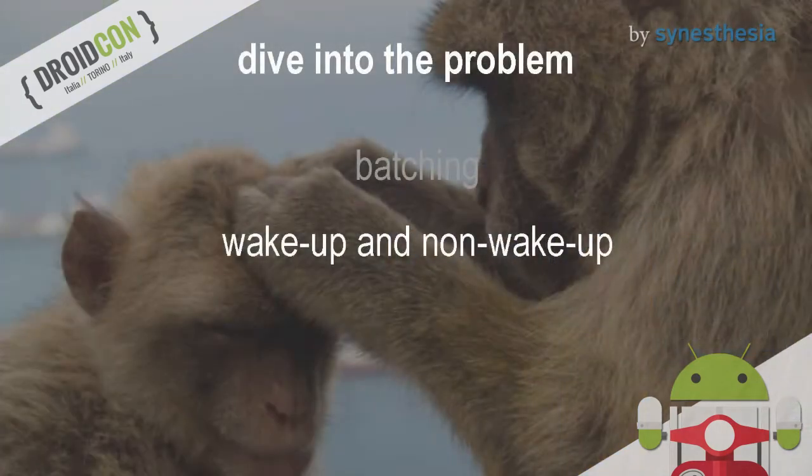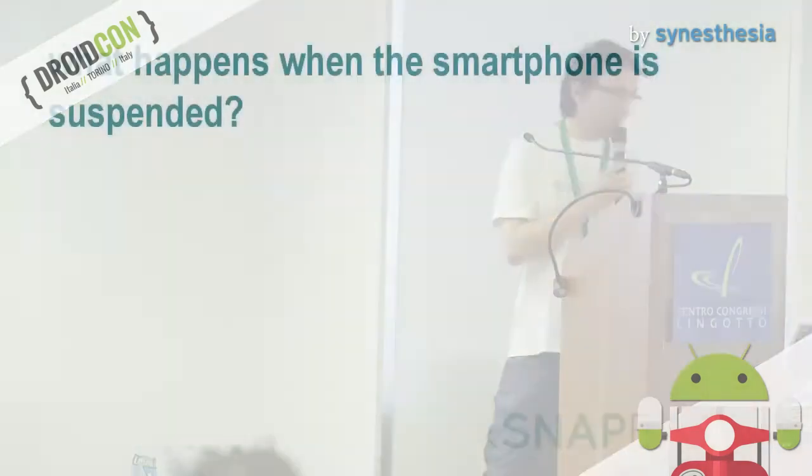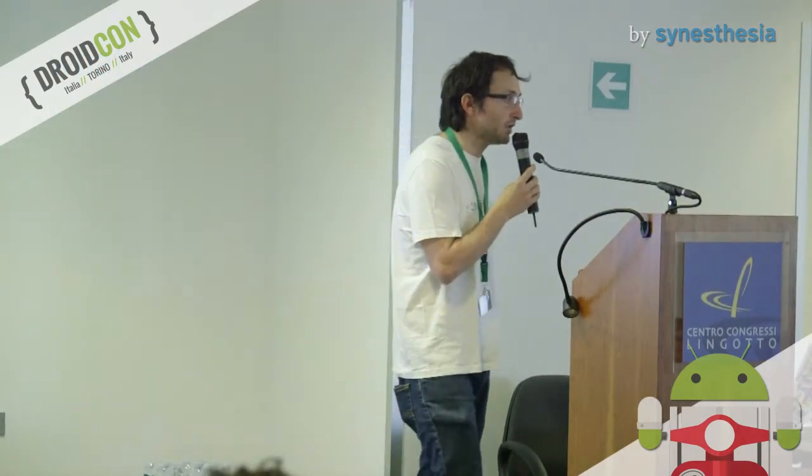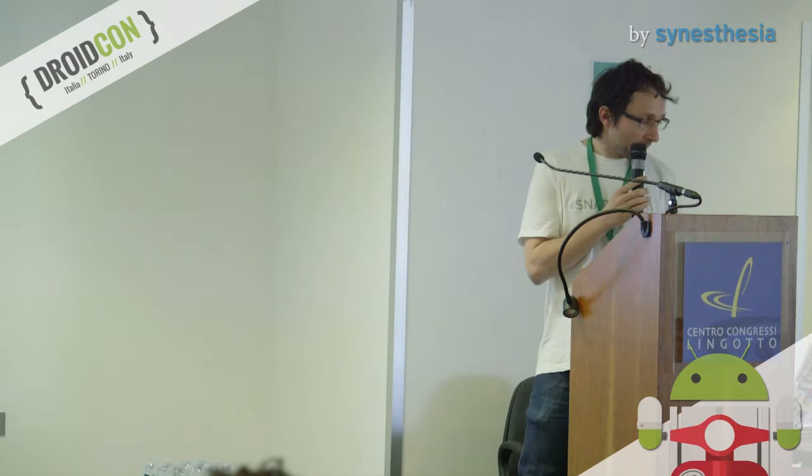This is one of the main features that allows us to reduce power consumption. Another important concept about sensors is wake-up and non-wake-up sensors. This answers the question of what happens to a sensor in suspended mode, that is, when the screen is turned off and we are not using the smartphone. Well, what happens to the sensor?